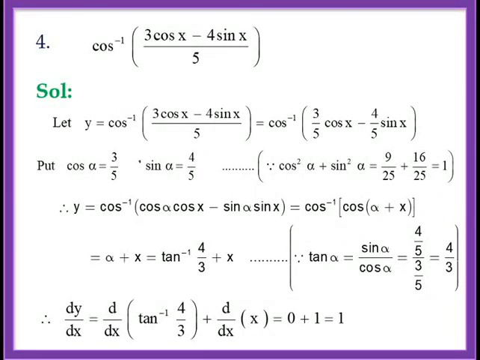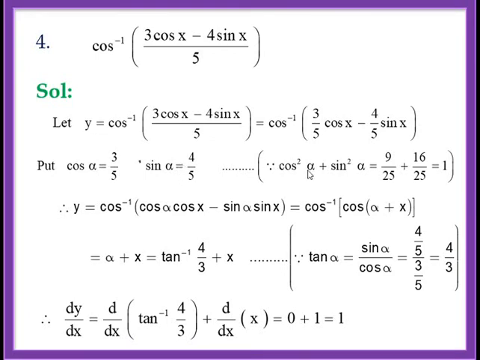Next function, cos inverse of (3 cos x minus 4 sin x) upon 5. Now y equal to cos inverse of this. Again we will try to express this in terms of either cosine or sine. I write this as 3 upon 5 cos x minus 4 upon 5 sin x. Now I have put cos alpha equal to 3 by 5. See, many students say let cos alpha be 3 by 5 and sin alpha be 4 by 5. See, you cannot define both because these are dependent. You can define cos alpha, but from that you have to obtain sin alpha.